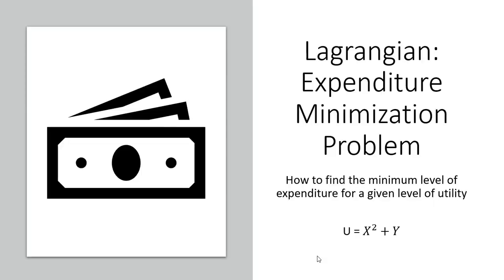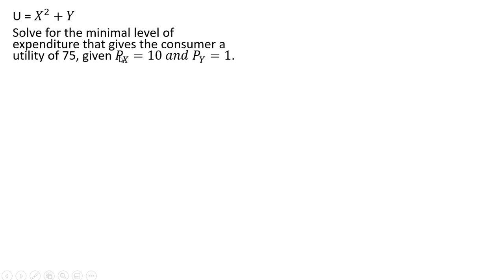Hello, in this video we're going to use the Lagrange method to do an expenditure minimization problem. Here's the consumer's utility, and we want to solve for the minimum level of expenditure that gives the consumer a utility of 75, given the market price of good X at $10 and the market price of good Y at $1.